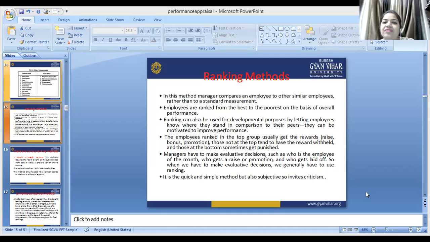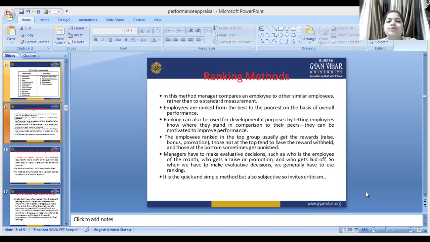Okay, that was a five, excellent. So that means they will get the raise in salary, they will get the bonus, and maybe get the promotion also. So those at the top have the reward in hand, and those at the bottom sometimes get punished. Those at the bottom will sometimes be punished by the organization. Punishment is like maybe increasing their working hours, maybe cutting their salary, and so on.